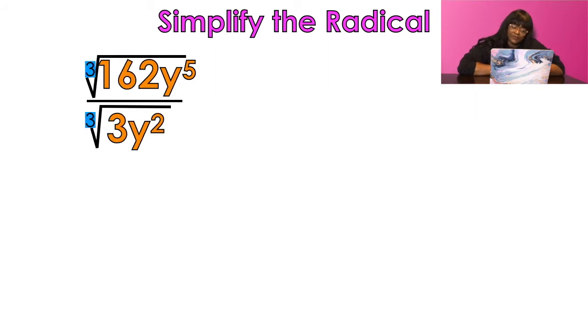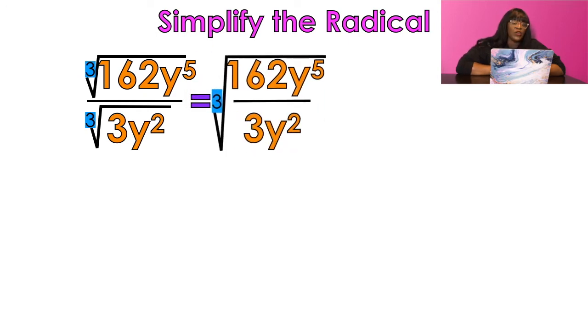Let's try another one. Let's have the cube root of 162y to the 5th and the cube root of 3y squared. Cube roots, not square roots. Cube. What I'm going to do is make it one big old radical, and we're going to see what we can simplify with that one big old radical.